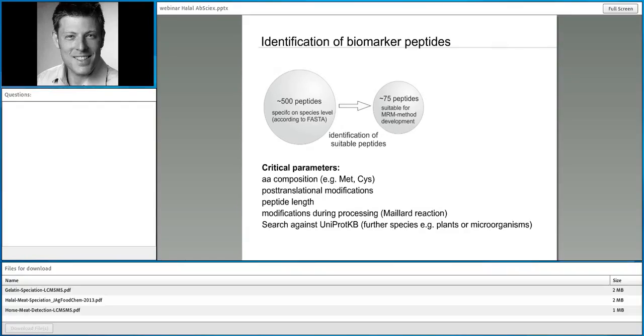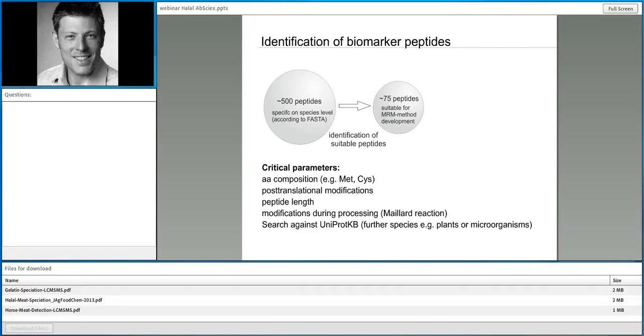Peptides that are too short give not enough MRM transitions, so we excluded these peptides, and peptides that are too long show a distribution of charge, so you have maybe a peptide species which has a charge state of 2 and maybe also a charge state of 3, so you might see a loss or reduction of sensitivity, so we also really kicked out the very long peptides. We tried to reduce amino acids that are prone to modifications during processing, such as the Maillard reaction.